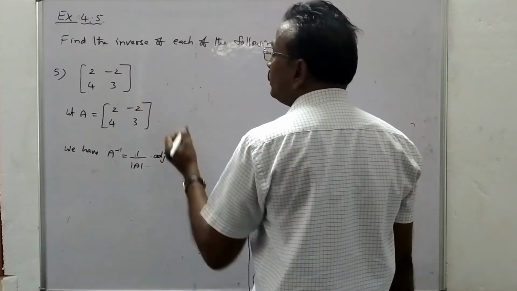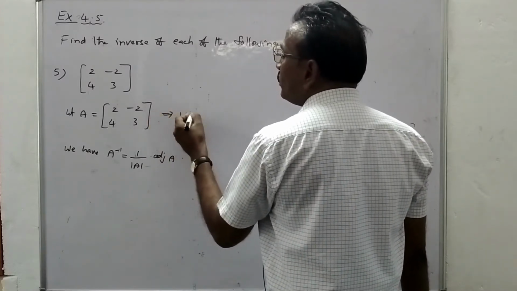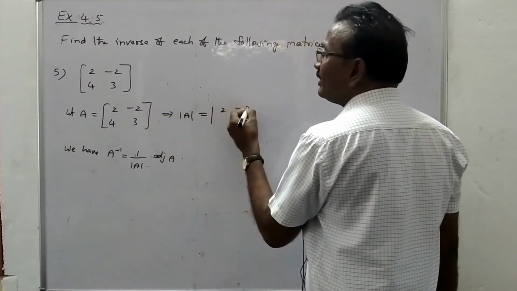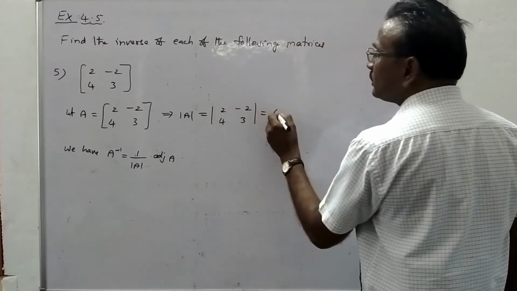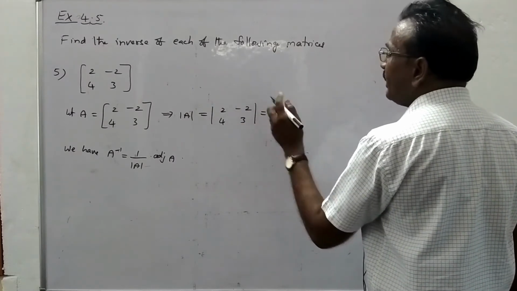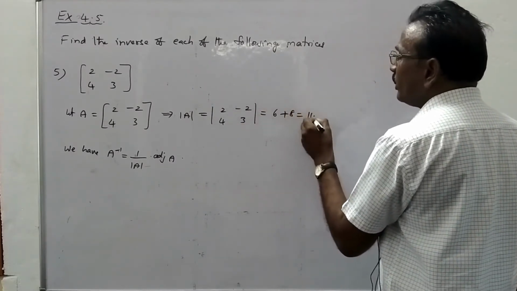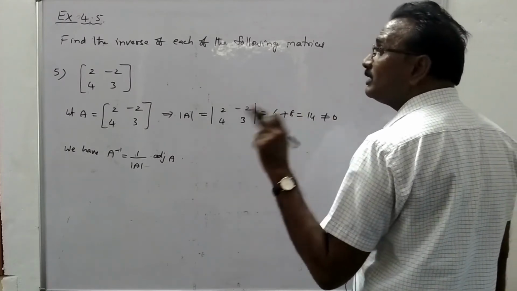So first find, what is determinant of A? Determinant of 2 minus 2, 4, 3. That is 2 3s are 6, minus of minus 8, that is plus 8, that is 14, which is not equal to 0, therefore inverse exists.